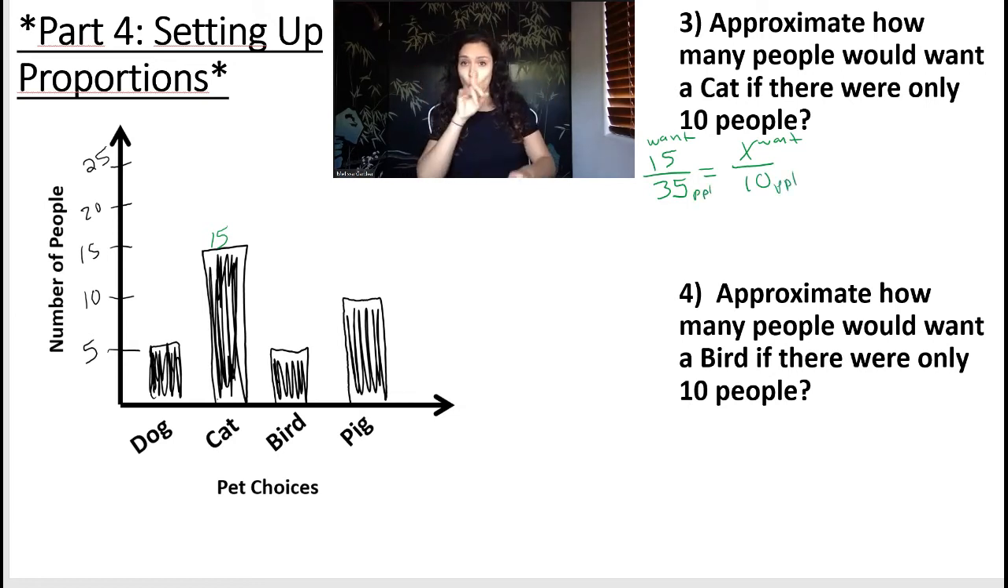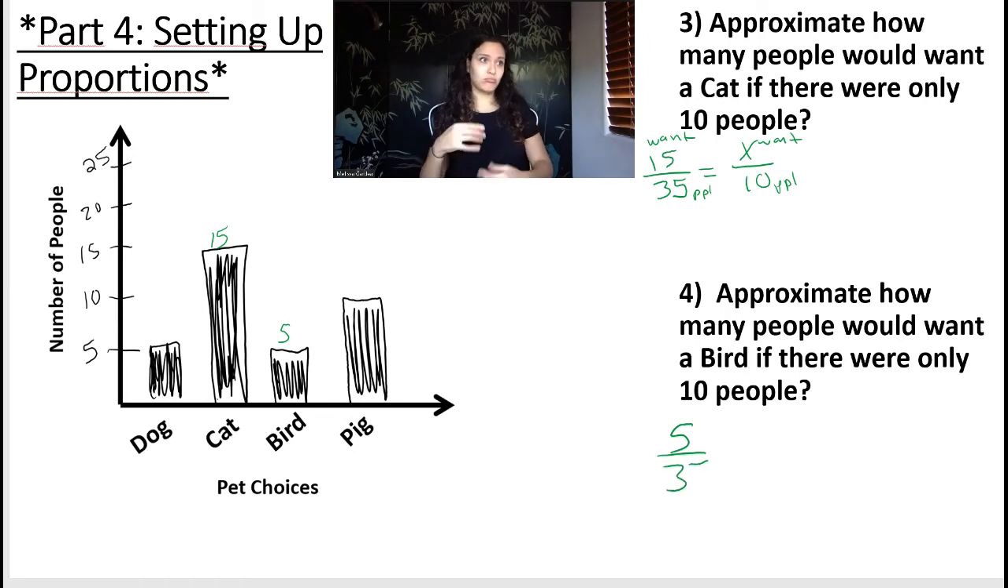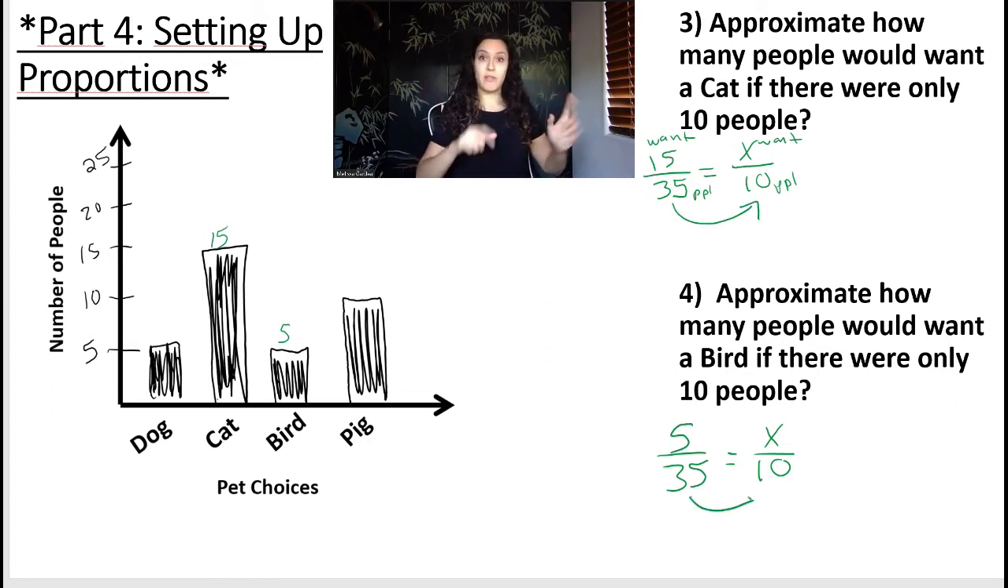Use units to help you. Right? There you go. That's what it should look like. Now let's look at number 4. Approximate how many people would want a bird if there were only 10 people. Okay, well, there's 5. Okay, 5 out of 35 is the same thing as how many out of 10? There we go. So as you can see, the population decreased from 35 to 10.